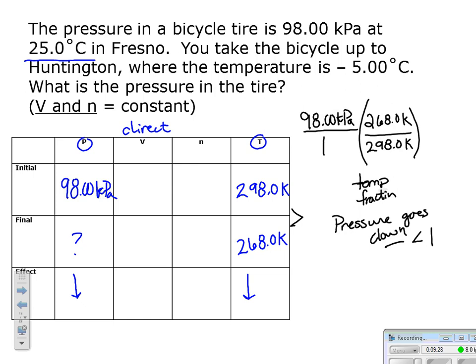We can see that our units Kelvin cancel out, and we end up with a new pressure of 88.13 kilopascals. The joy of solving these problems this way is you know if you've done it right. As long as you know the relationship between pressure and temperature, you really can't get it wrong. Use a different fraction if you don't get a smaller pressure.